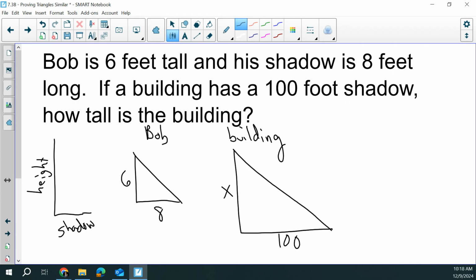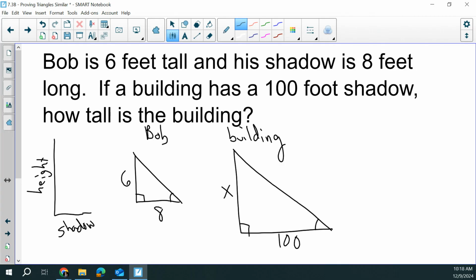With the shadow problem, the reason that these two triangles are similar is because the height is always going to be perpendicular to the ground. So that's where that angle comes from. Then the angle of the sun: I measure these shadows at the same time of the day, so the angle of the sun is going to be exactly the same. So if these two triangles are similar, then the sides are proportional and you can write a proportion.